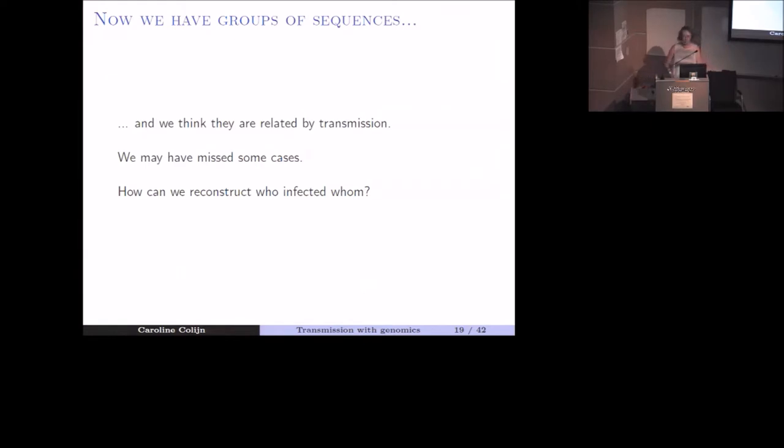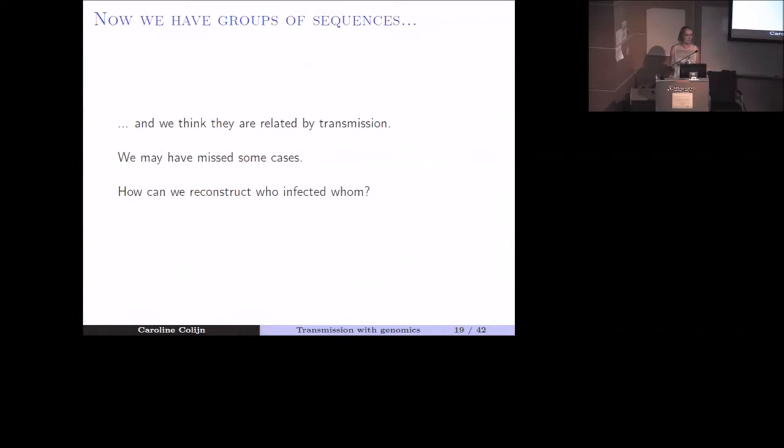20 minutes. Okay. Cool. So now we have groups of sequences, and we've divided them into transmission clusters. And we're going to move into part two of the talk. Now what? Like I said, you don't have sequences that directly tell you who infected whom, but maybe you want to understand something about the dynamics of transmission between these cases. And we think we probably have missed some cases.